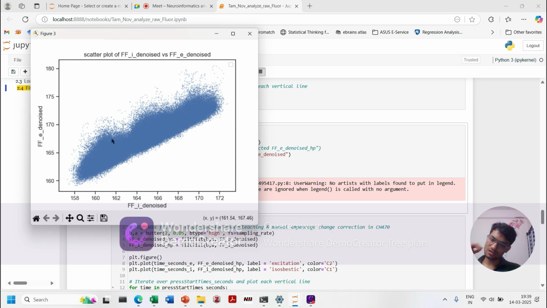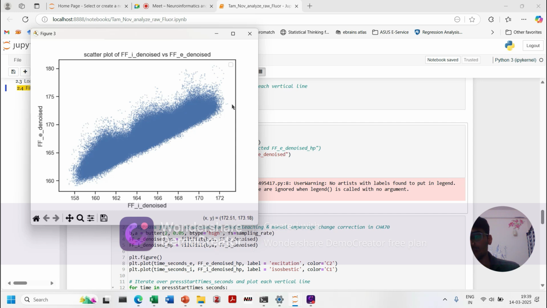There are two things to note. One is the scale of isosbestic is around 158 to 172, and the scale of excitation is from 160 to 180. So any change in isosbestic can't be directly subtracted from excitation because the scales are different. So we need to find that line not only by subtracting but through some other method, one which can take this scaling into account, and that method is linear regression. We will see how that method comes up.